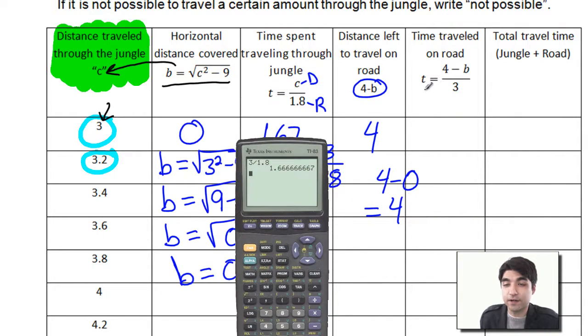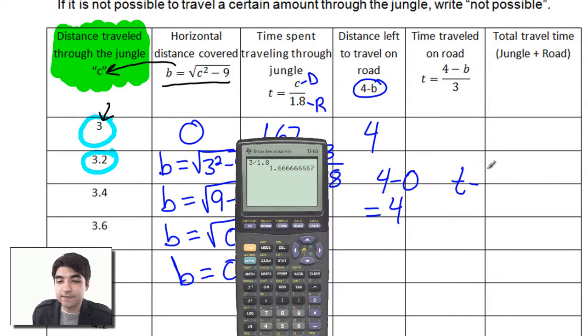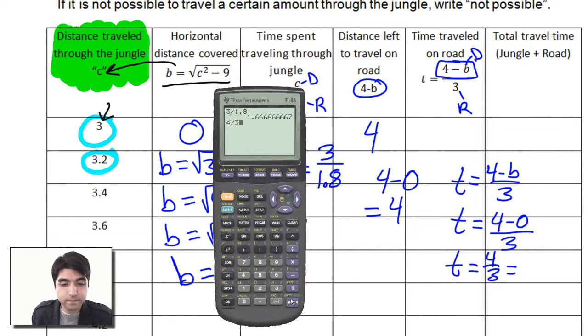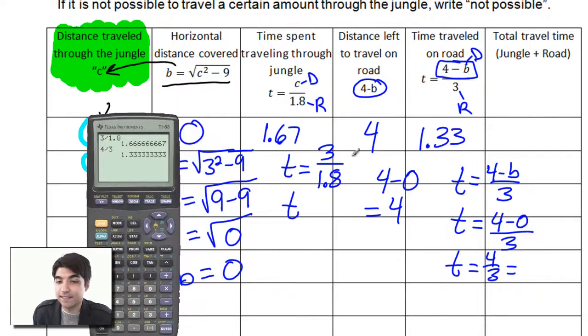And the time traveled on the road would be t equals 4 minus b divided by 3. Remember, 3 is your rate. 4 minus b is the distance traveled on the road. So t equals 4 minus b, b equals 0. So t equals 4 divided by 3, which equals 1.33. And that's in hours. So this is hours, and this is miles. Just for your information.